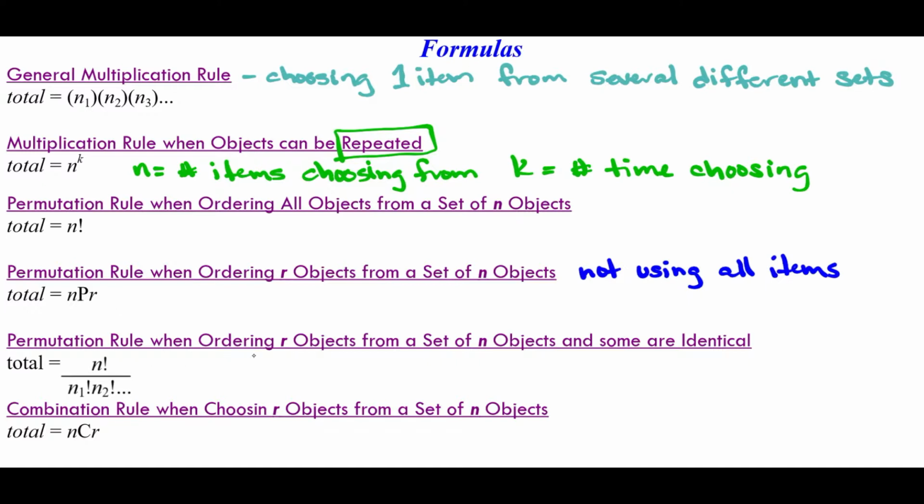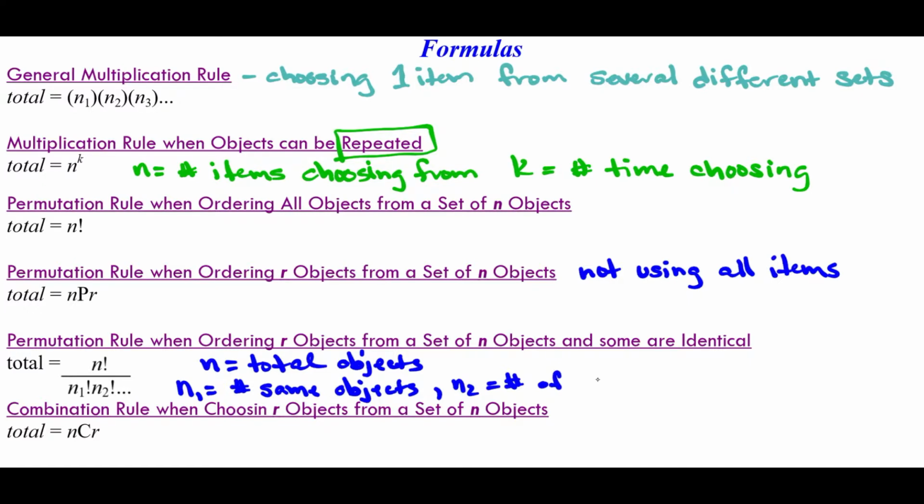Then we have the permutation rule when ordering r objects from a set of n objects, and some of them are identical. So this oftentimes will come into play. It'll be like, here's a word, and how many ways can we rearrange these letters so that maybe a letter repeats itself. So if there's some repetition in the items that you're choosing from, then you're going to use this n factorial over n sub 1 factorial, n sub 2 factorial. So n is your total objects, and then n1 is the number of same objects, and n2 is again your number of different same objects.